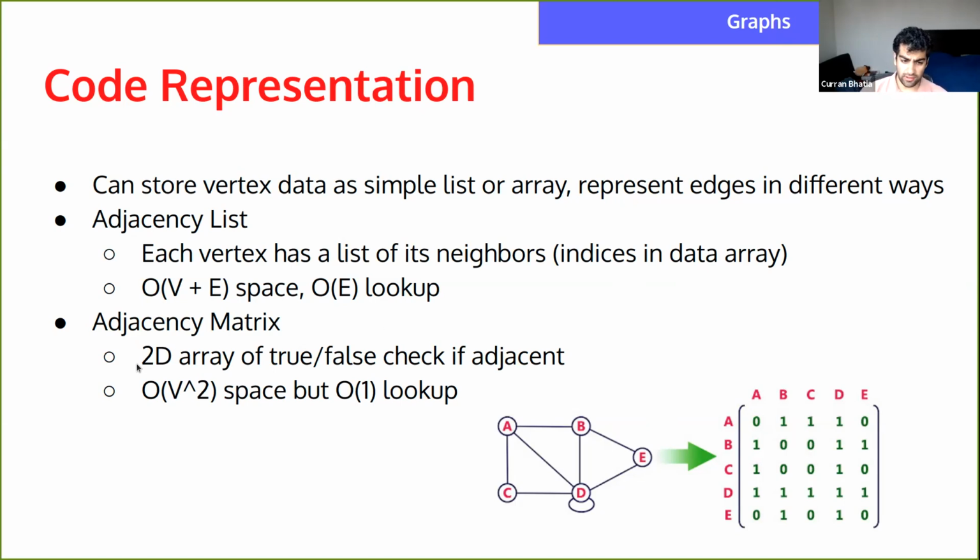There's also an adjacency matrix, which is a 2D array, as you can see right here. The space complexity is obviously V squared, the vertices squared, and the lookup would be 1, because you simply have to query A and B, or one node in another node.